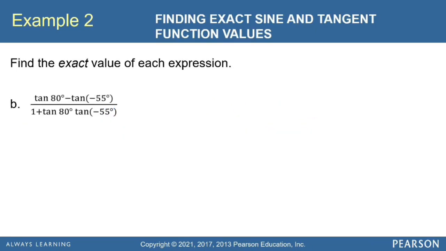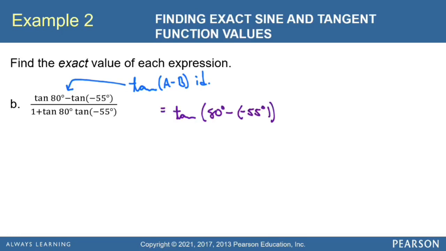Now let's look at example 2, part B. So here we have tangent of 80 degrees minus tangent of negative 55 degrees all over 1 plus tangent of 80 degrees times tangent of negative 55 degrees. Now if you look at the minus in the top and the plus in the denominator, you'll recognize this as our tangent of A minus B identity. And we see that the 80 degrees is in the A position and negative 55 degrees is in the B position. So we want to write this as the tangent of 80 degrees minus negative 55 degrees.